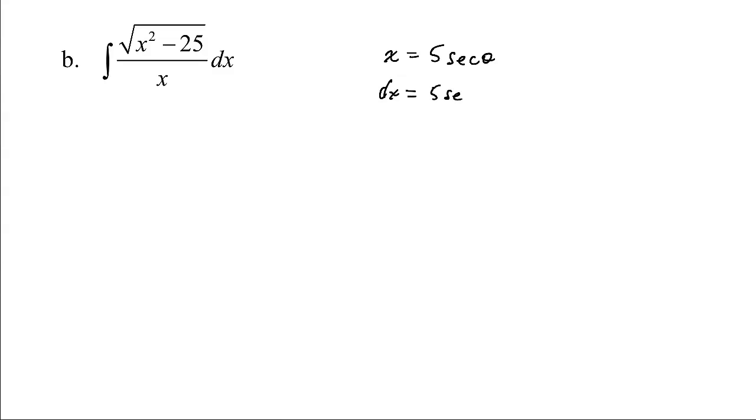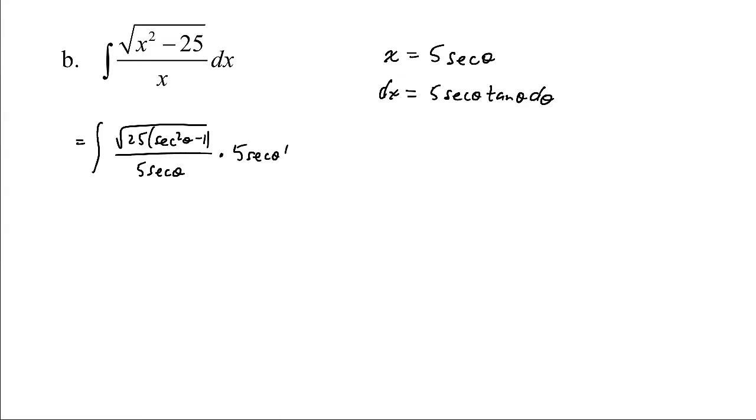So 5 secant theta tangent theta d theta. So my integrand, I'm going to go ahead and factor out the 25, and then it'll be secant squared minus 1 over 5 secant, and then times 5 secant tangent d theta. This step right here, please do not forget to rewrite your dx. This is what I'm guessing that you'll probably mess up on if you mess up. So just be careful. Make sure you got all the parts in there. You're rewriting everything in terms of theta.